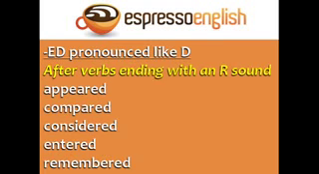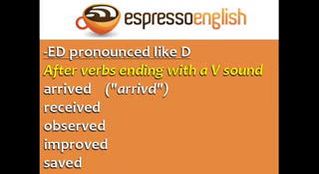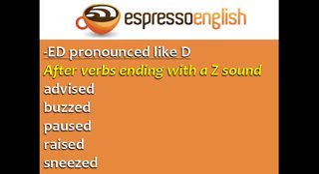ED is pronounced like D with no extra syllable after verbs ending with an R sound. Appeared, compared, considered, entered, remembered. It's also pronounced like D after verbs ending with a V sound. Arrived, received, observed, improved, saved.